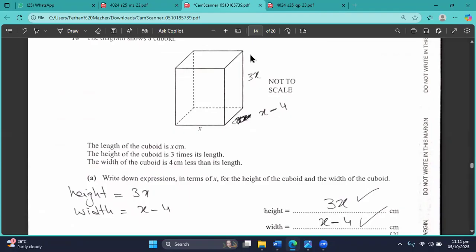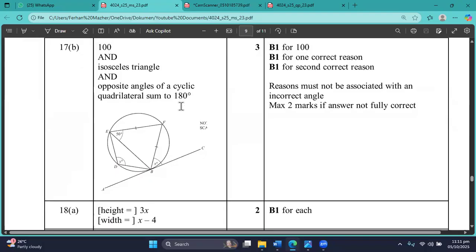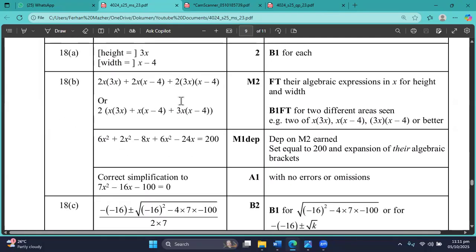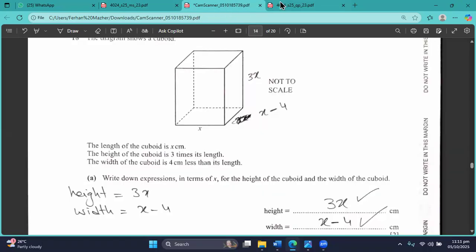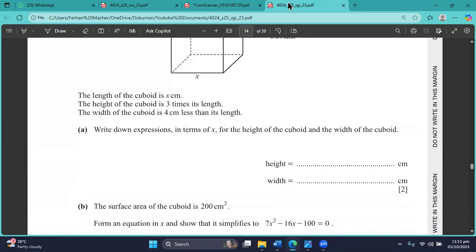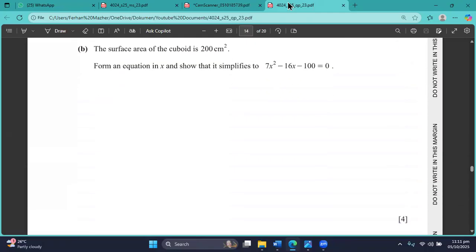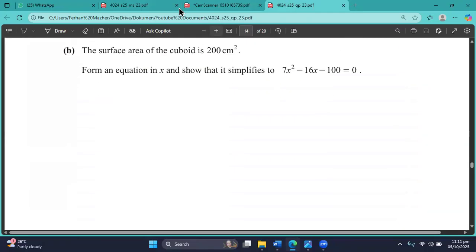It's a 2 marks part. Question number 18. Let me show you the marking scheme now. Our answers are right, sir. Then the B part of question number 18 is the 4 mark question. He says the surface area of the cuboid is 200 centimeters squared. Form an equation in x and show that it simplifies to this.